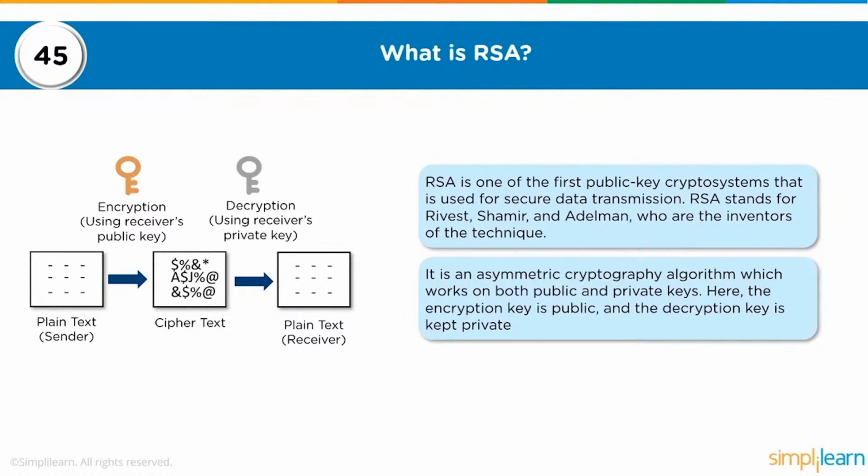Now, as we have discussed earlier, symmetric and asymmetric cryptography. Symmetric cryptography is where the same key is used to encrypt and decrypt, whereas asymmetric cryptography is where there are two keys to encrypt and decrypt the data.